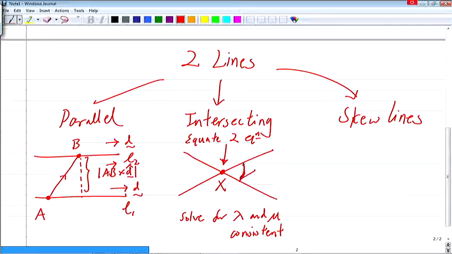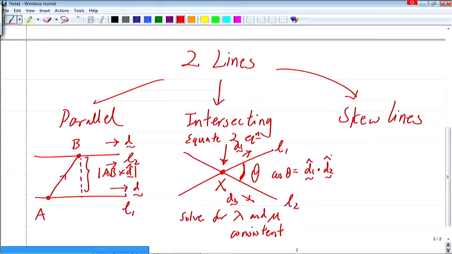Next, I will ask you to find angle. So let's say this is L1, this is L2. Let's say this is D1, and this is D2. To find this angle, all I need is to use cosine theta equals D1 cap dot D2 cap. And because the angle, when it comes to two lines, could be either the acute angle or the obtuse angle, typically we will always ask you to find the acute angle between the two lines. So that's why you have to make sure it's positive for the cosine. It's just the dot product of the unit direction vectors for L1 and L2.